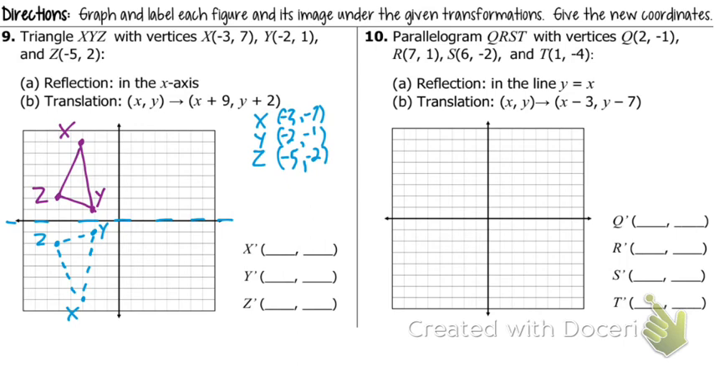But are we done? No. What do we still have to do? Translation. We still have to do the translation of x plus 9 and y plus 2. Wait, I'm still confused. Okay, what's up? Why did we draw that dotted triangle? Because we did this transformation. Now we're going to take the one that we reflected, the dashed one, and translate that one. We're not translating the original one, the purple solid one. We're going to translate the blue dashed one.